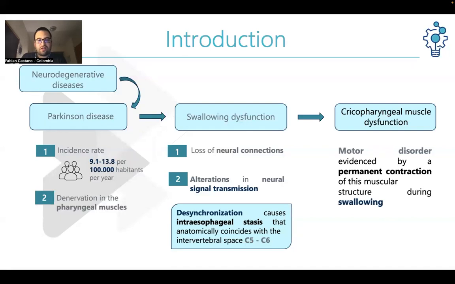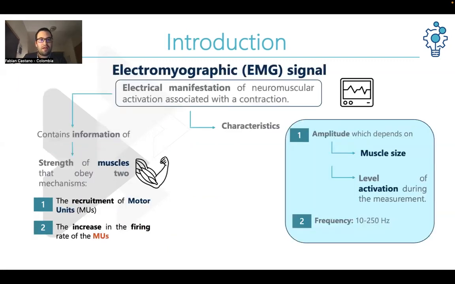This dysfunction is related with the loss of neural connection, also the alteration in the neural signal transmission, but it also affects the cricopharyngeal muscles with motor disorder evidenced by the permanent contraction of this muscle structure during the swallowing. This desynchronization causes intraesophageal stasis that anatomically coincides with the intervertebral space C5 and C6.